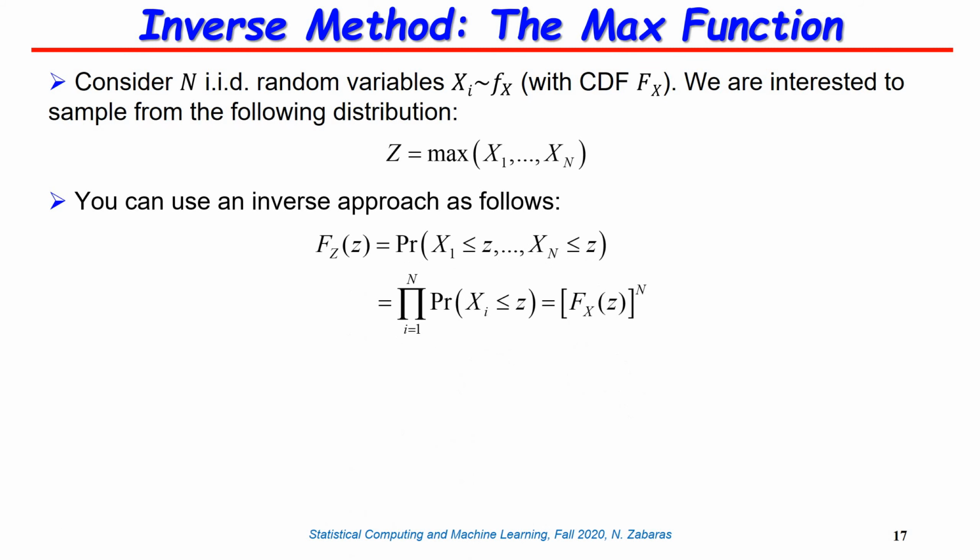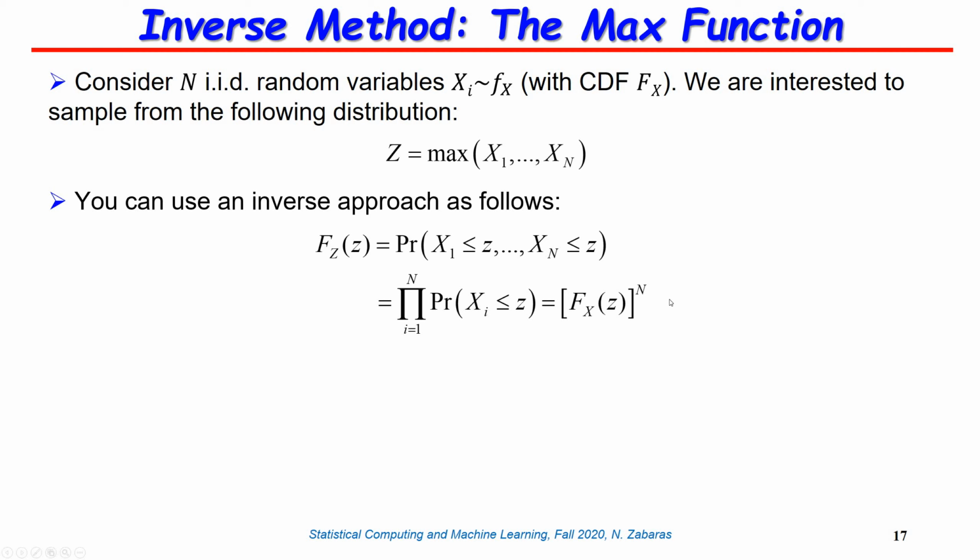So the CDF of z can be produced simply by definition. This would be the probability that x1 is less than or equal to z, x2 less than or equal to z, and xn less than or equal to z. And because x1 to xn are IID, I can write this as the product of these individual probabilities. Each of them is nothing else but the CDF of each of the xi's computed at z, to the power n. So I am done. I have the CDF of the distribution of z, and the only way to be able to sample will be to actually invert this CDF.